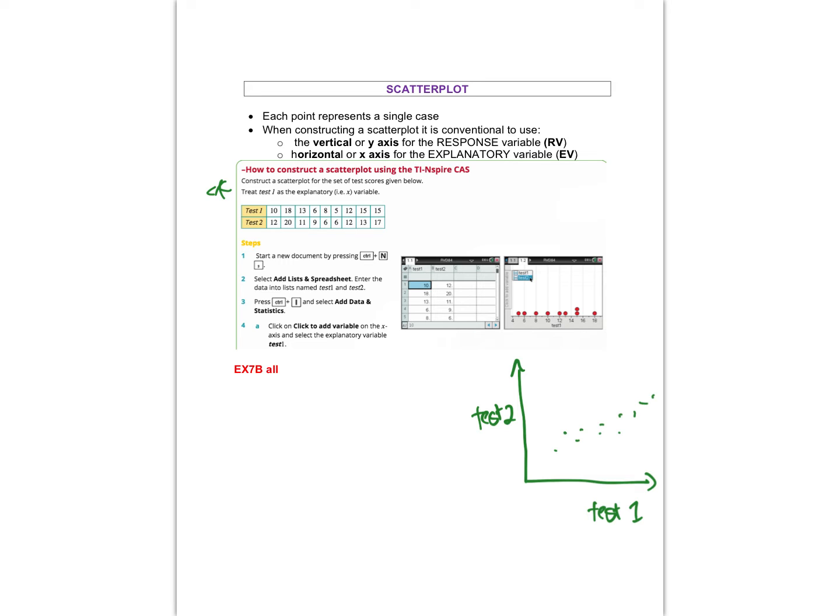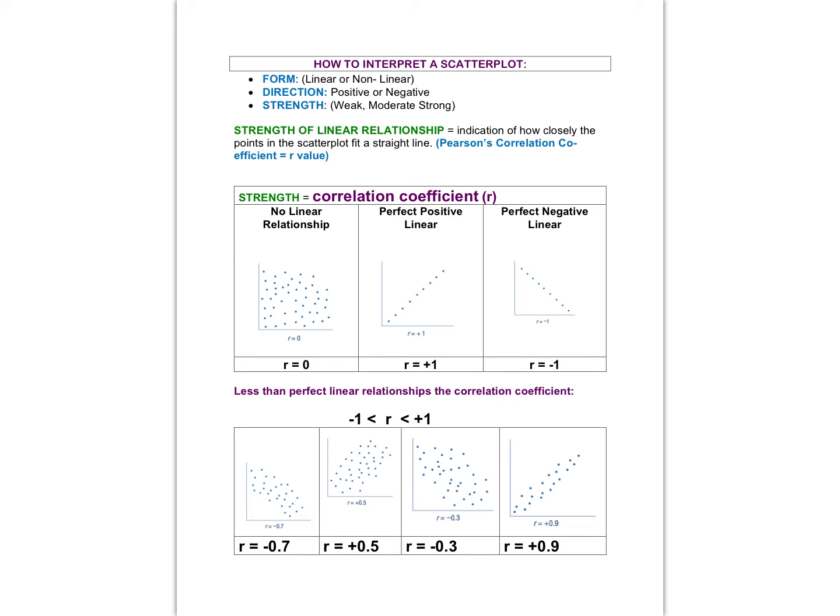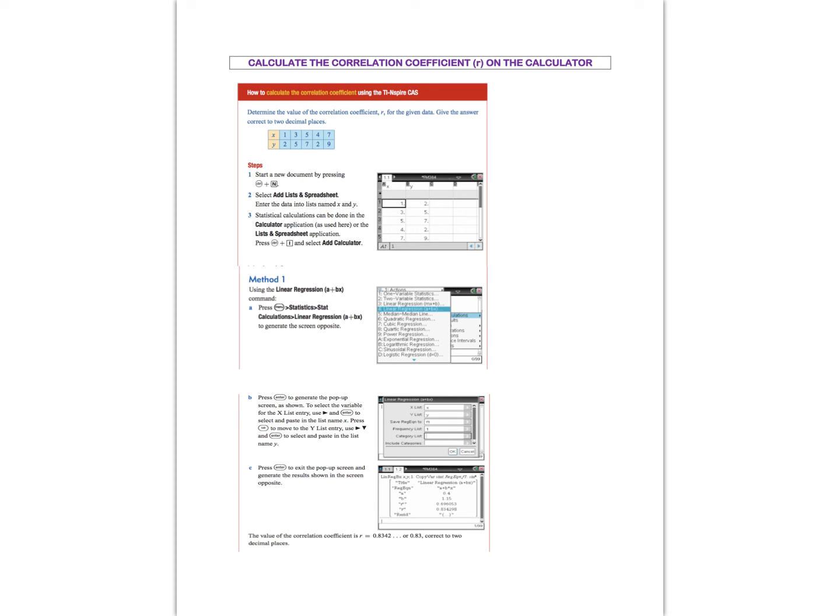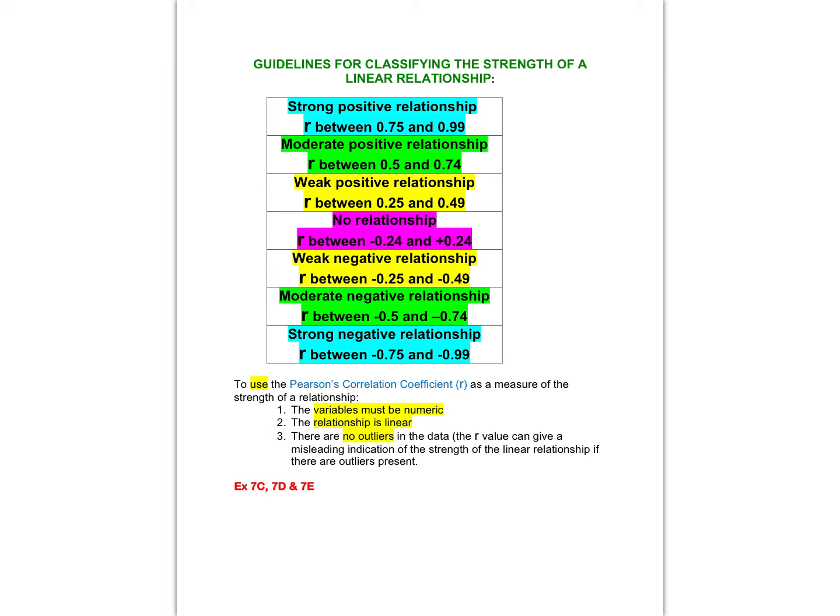So if we were trying to find the R value, remember we put our 2 lists in. So here's my EV and RV lists. And remember we went and found that R value on that list and spreadsheet page. So if you can't remember, ask me. And here's a description of how you find the R value on the calculator. So you've got that in your notes. But here's how we measure that R.